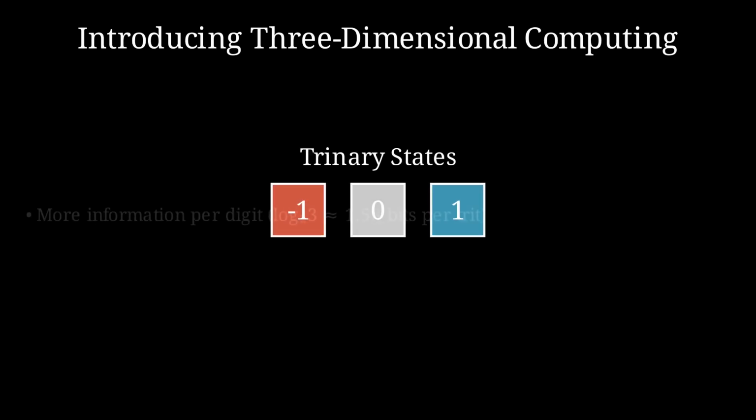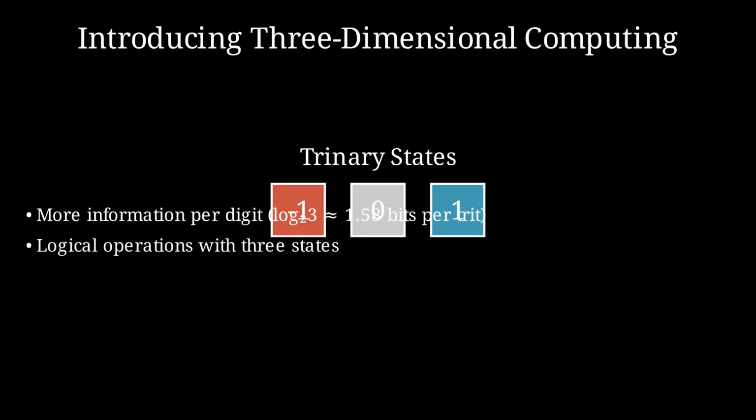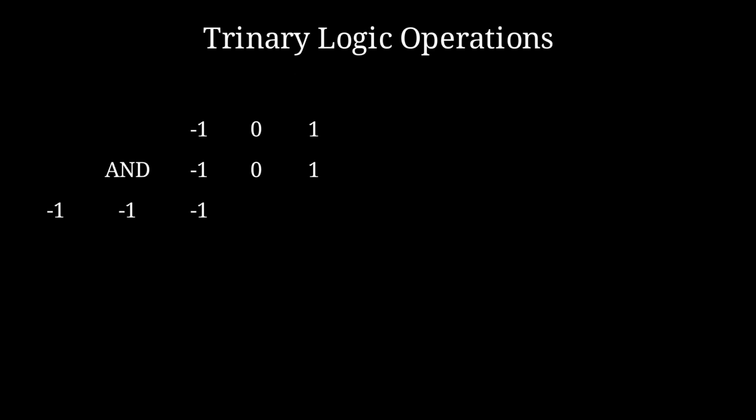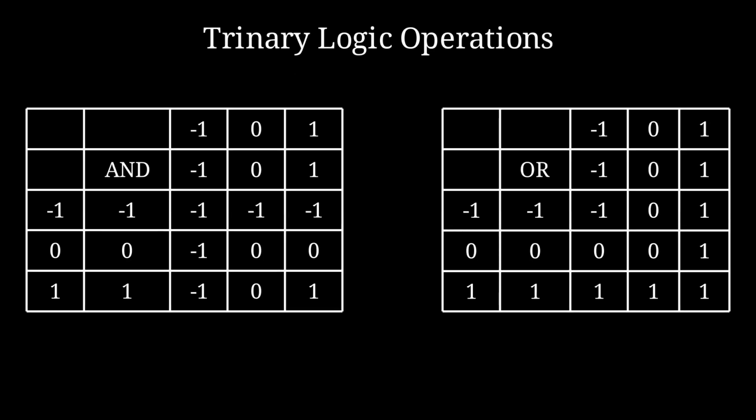Introducing three-dimensional computing. Three-dimensional computing introduces a revolutionary third state. While traditional binary computing uses only 0 and 1, our approach adds a third state, -1. This creates a trinary system with values -1, 0, and 1, opening new possibilities for computational efficiency. This trinary approach offers several key benefits.